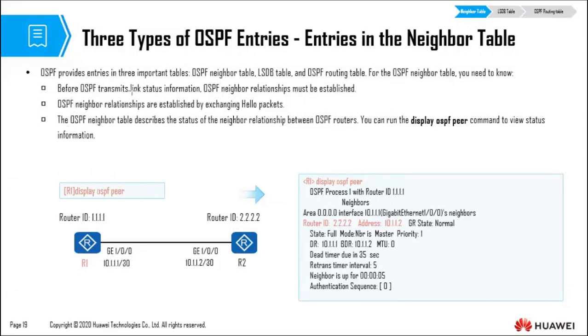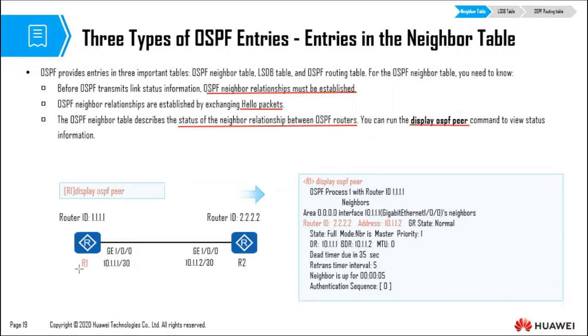So before OSPF transmits link state information, OSPF has to establish neighbor relationships. So neighbors are established by using which packet? The hello packet. So the OSPF neighbor table describes the status of the neighbor relationship between routers. The command that is used to display the contents of the neighbor table is display ospf peer. So let's look at this example.